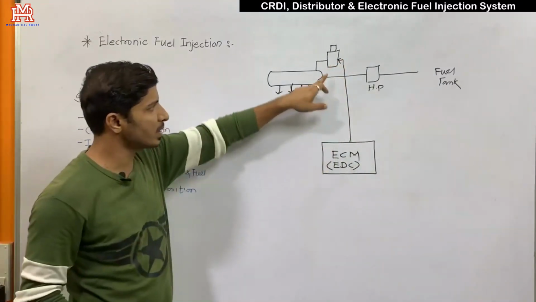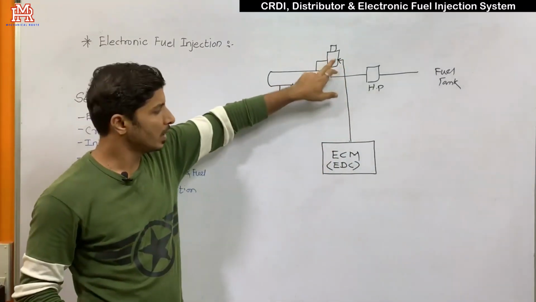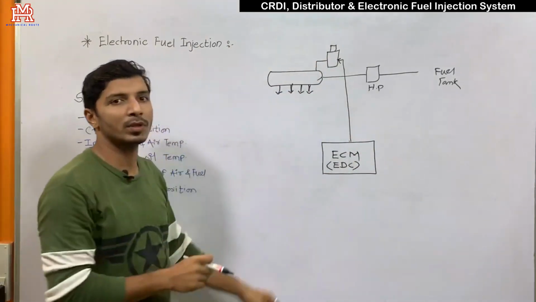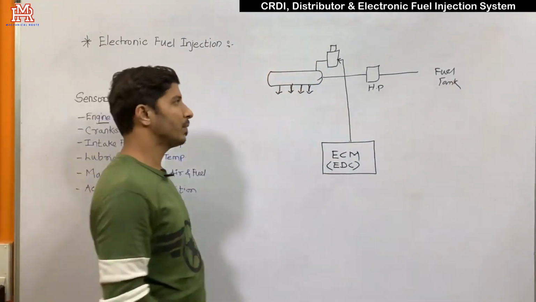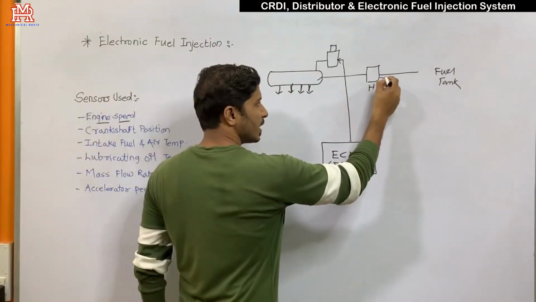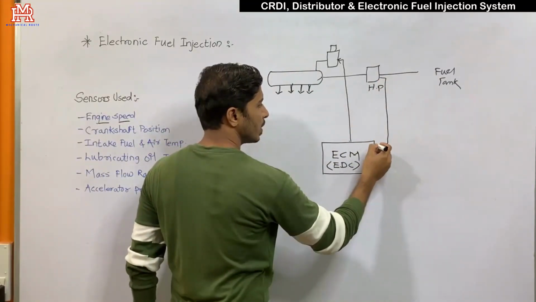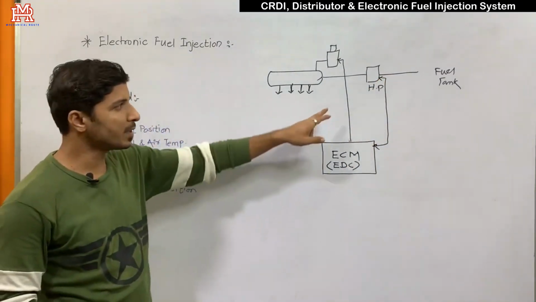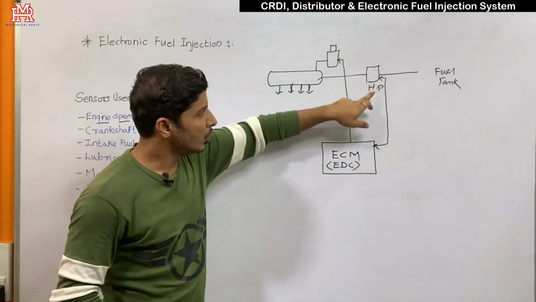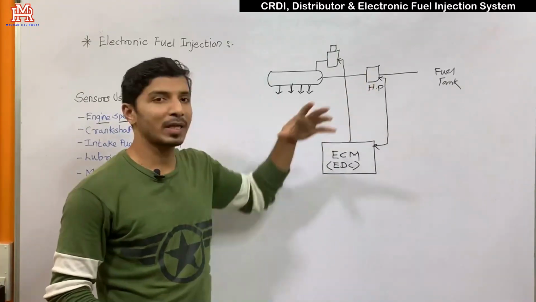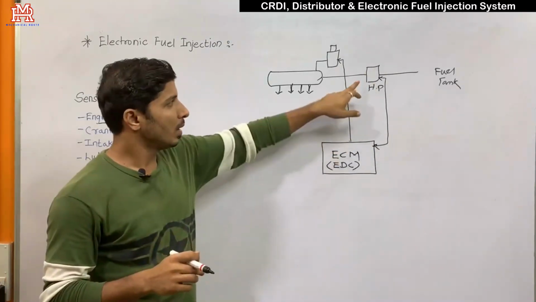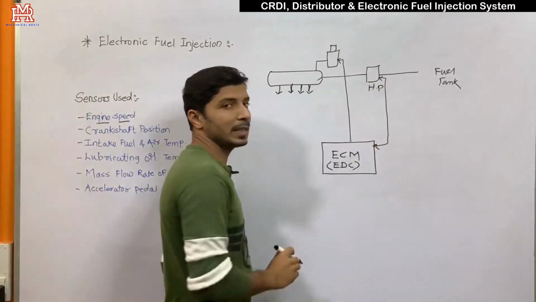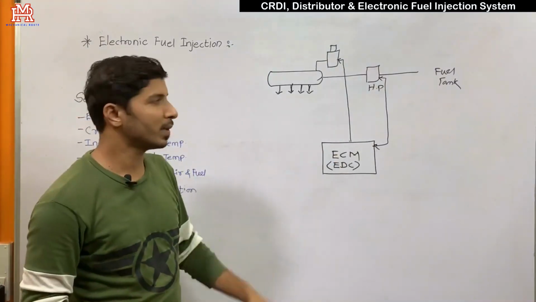We will connect one sensor here at this point, so that the ECM will be able to know how much pressure is supplied to this accumulator. Then one sensor is connected here to sense the pressure developed by this high pressure pump. Sometimes if the pump fails, or due to maintenance it is not capable of producing proper pressure, then the sensor will give the input to this ECM that the pump needs replacement.